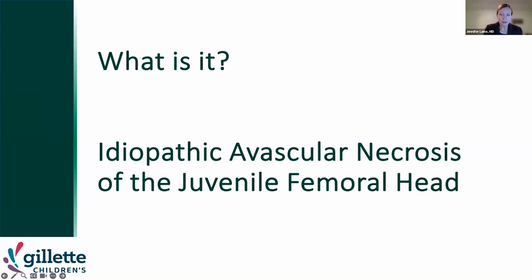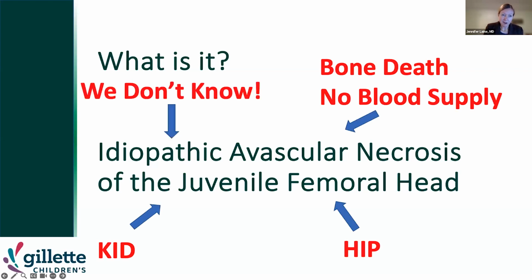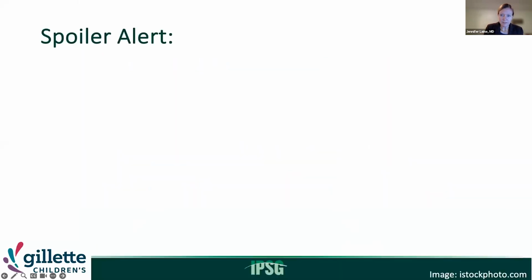So if you look online at what defines Perthes disease, you might come across some really technical terms. And I think it's important for us to be on the same page with just what we're talking about. So let me break this down for you a little bit. When you see a term like idiopathic avascular necrosis of the juvenile femoral head, really we're talking about kids. We're talking about the hip, or the ball of the ball and socket joint. We're talking about a loss of blood supply to the bone, leading to bone death, and a cause that isn't really known. So I'm going to give you a spoiler alert right away.